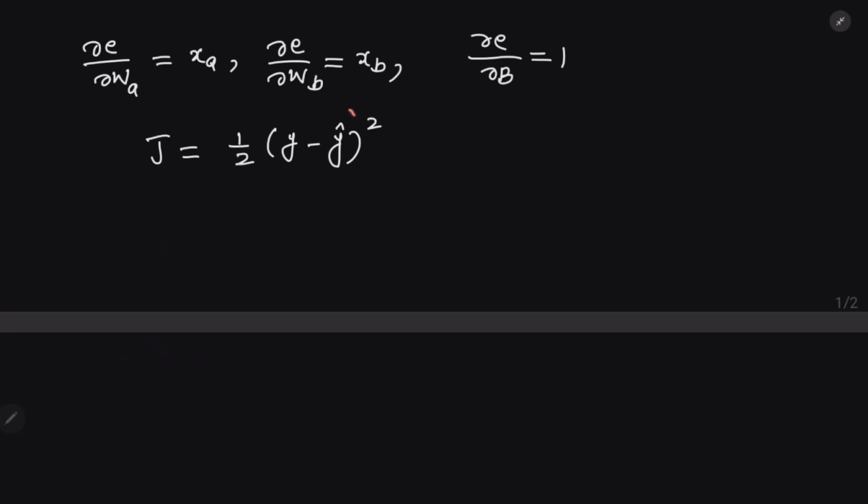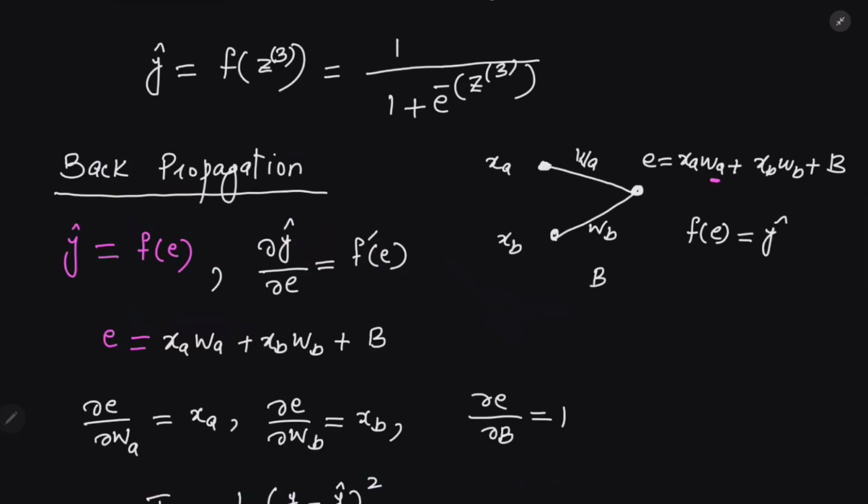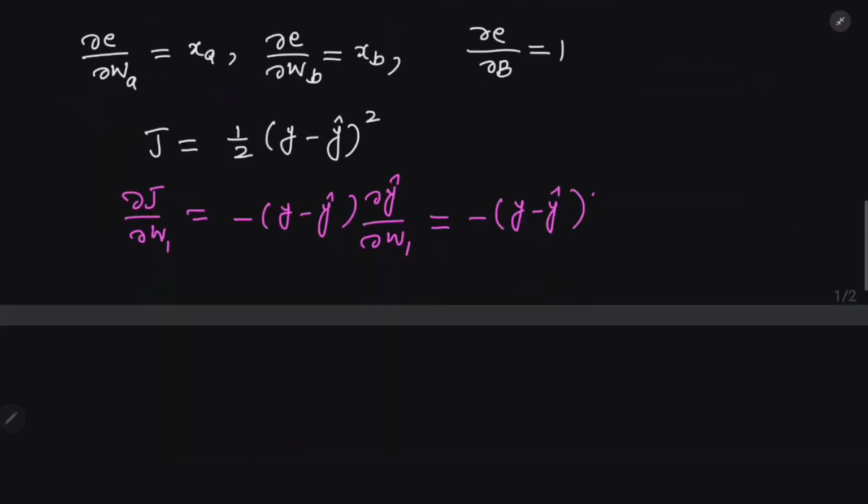When we take a derivative, this 2 will come from the power rule in the derivative. So that's why we have 1/2 over here. Now, since we want to optimize the error or reduce the error, partial J by partial w1 will be equal to minus (y minus y hat) partial y hat by partial w1. Since you have to reach the w, and there is one variable in between, e, first you have to take a derivative of output with respect to e, then e with respect to w. So you have to apply the chain rule: partial y hat by partial e, times partial e by partial w1.